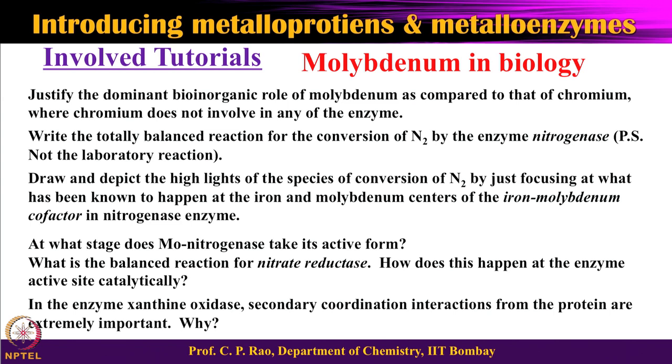How many redox electrons are required here? 2 electrons. So, molybdenum 4 will go to molybdenum 6, and the nitrate goes to nitrite. And then the enzyme which is gone to 6 has to be brought back to 4, and that is done by another system of enzymes like cytochromes. Let us not worry about that at this stage for this question.